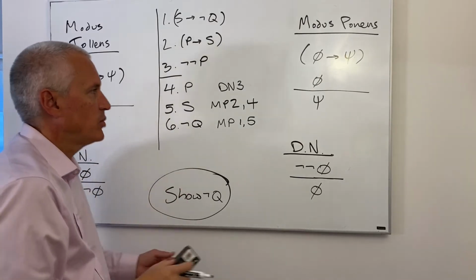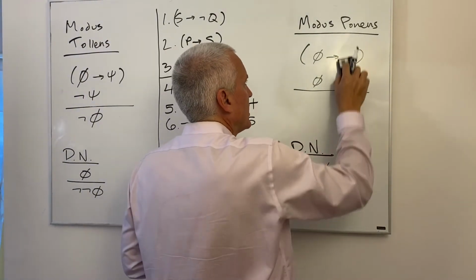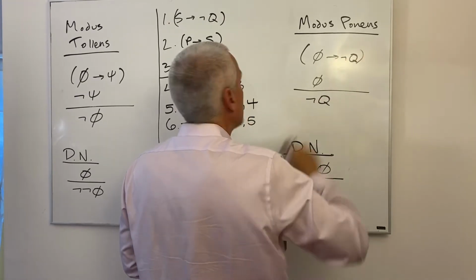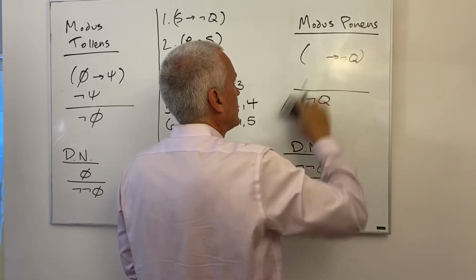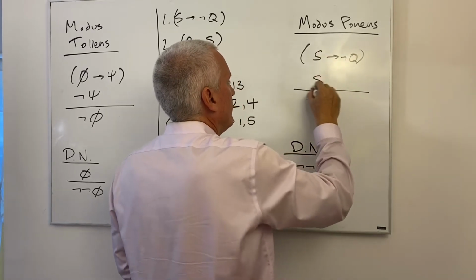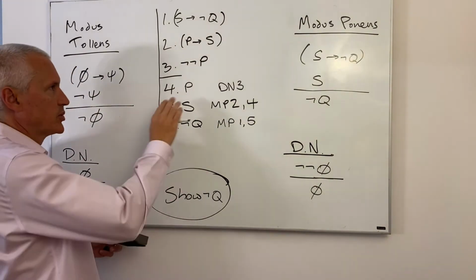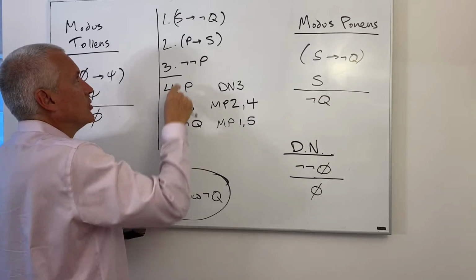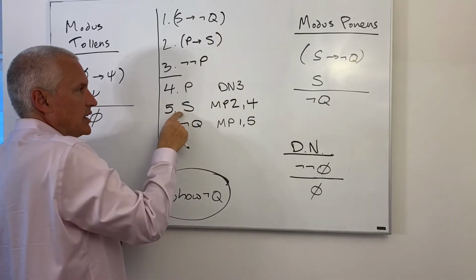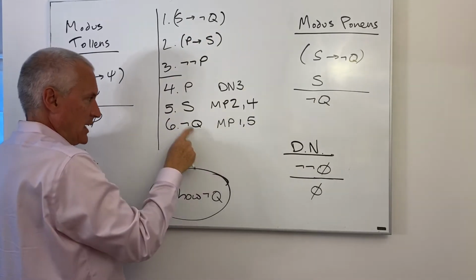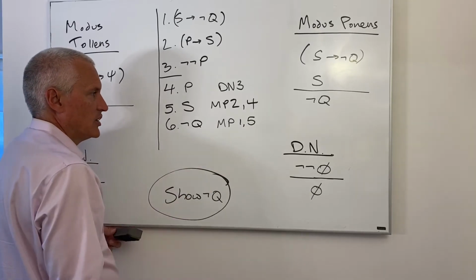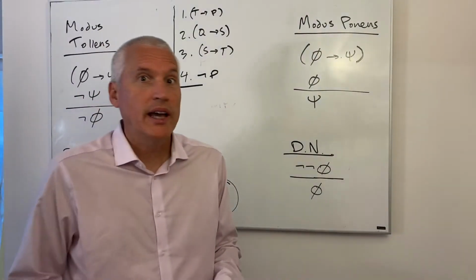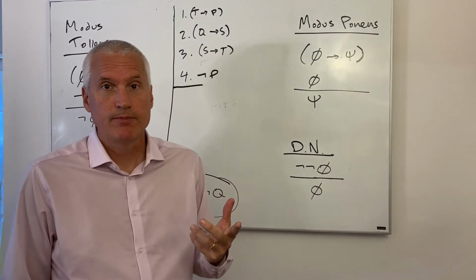What was the instance of modus ponens I used? It was this instance, right? For psi, I put in not Q. For phi, I put in S. And this tells me if anywhere in your proof you've written down this and you've written down this, you may write down this. So we have written down S arrow not Q. We have written down S on lines 1 and 5. So you can go ahead and write down not Q. That's an instance of modus ponens. And that's what we were hoping to show. We're done.